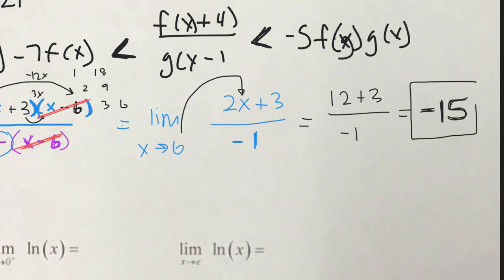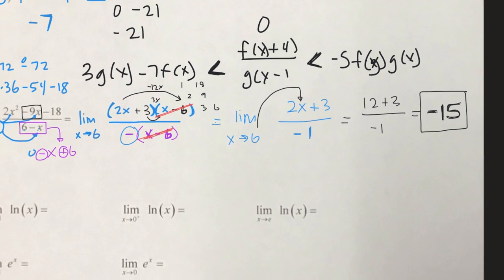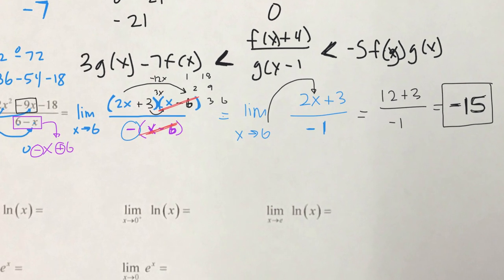So the graph is trying to approach negative 15 from the right side and the left side of my original function. That's what this means.